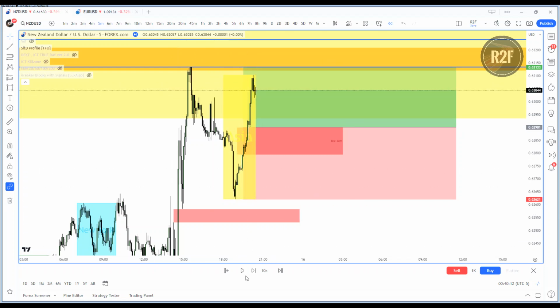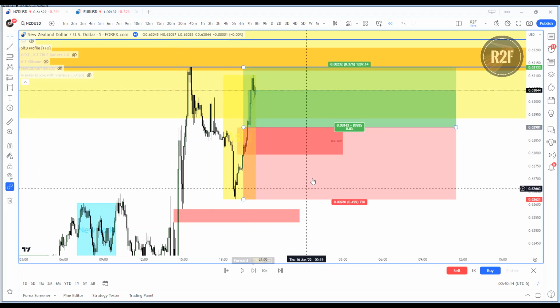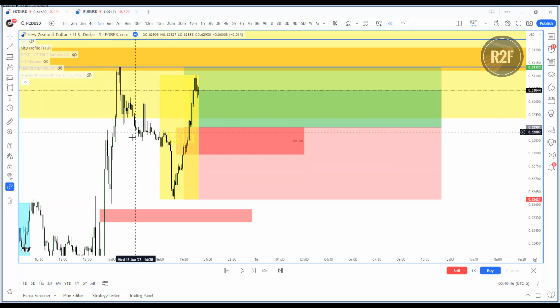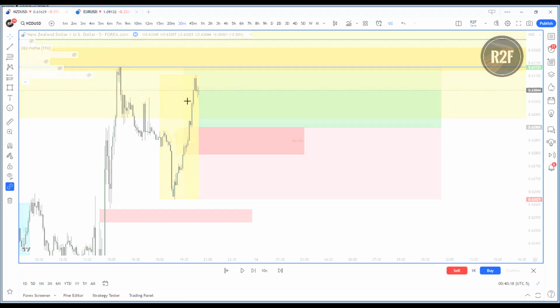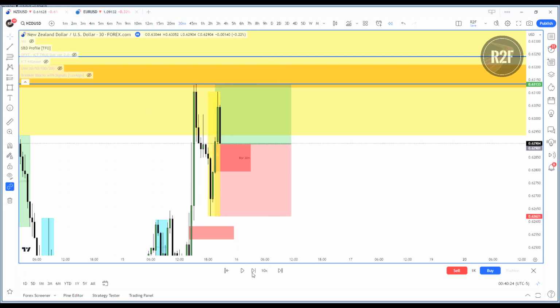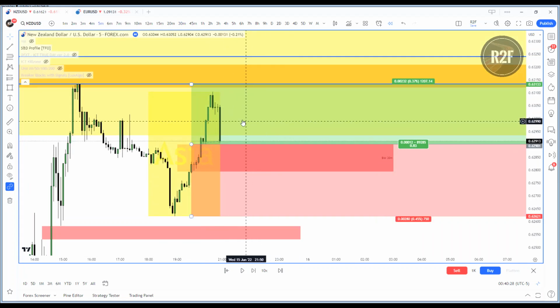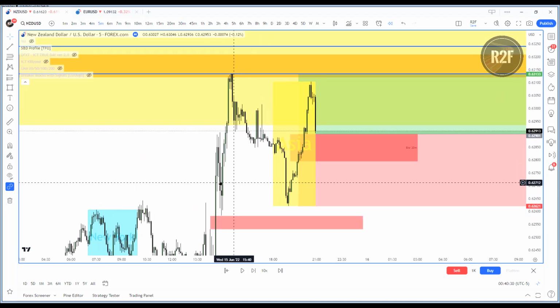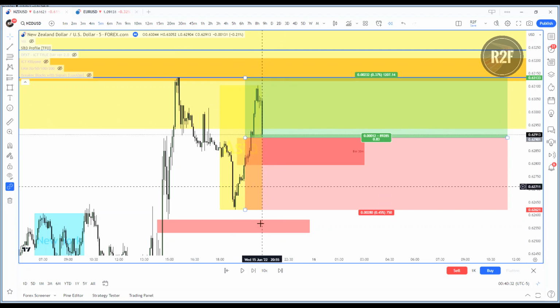Little breaker here. Is it 30 minute again? What happened? Okay, we saw that. So price came all the way down, right? Then we went to the 5 minute. Okay, that expansion is a bit concerning.